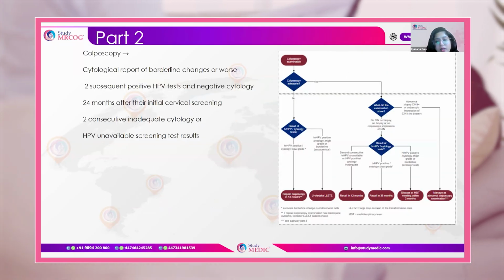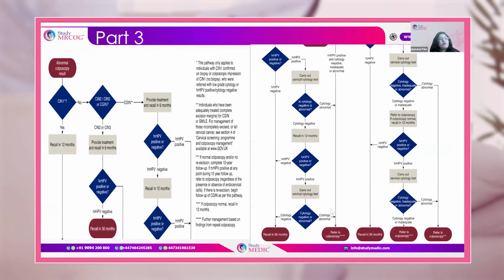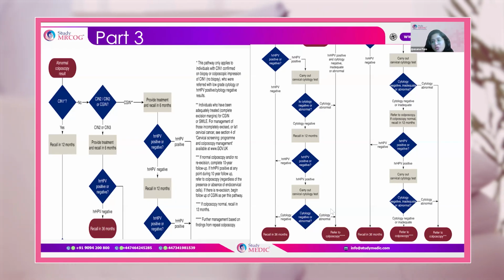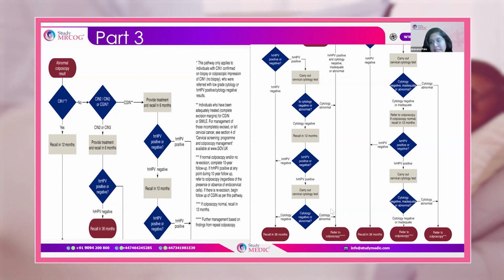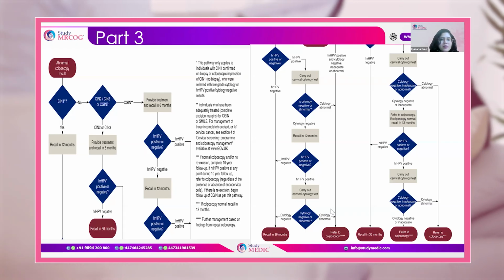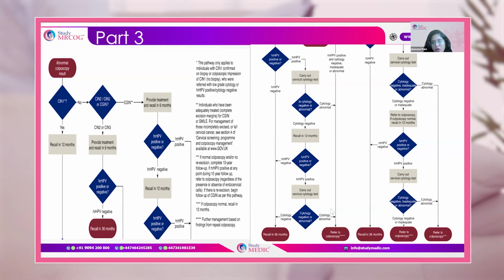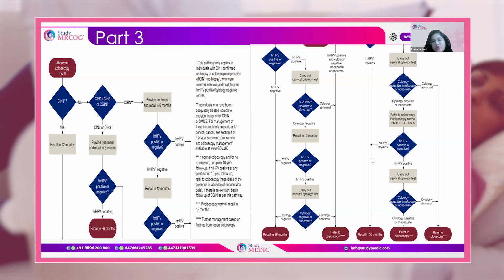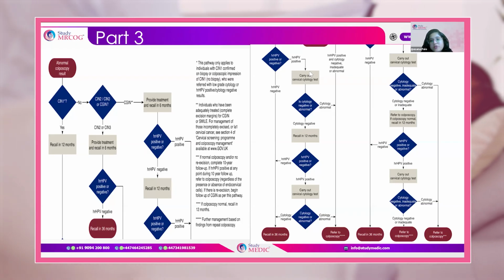Now let us go through the third part of the flow chart. So what you need to do in case of abnormal colposcopy results. The abnormal colposcopy can be due to CIN1, CIN2 or 3, or a CGIN. So in case of CIN1, you need to do a HPV testing in 12 months. In case the HPV is negative, then you need to recall her in 36 months. However, if the HPV is positive, then you have to do a cytology.